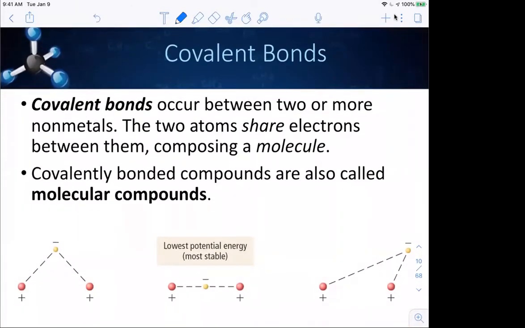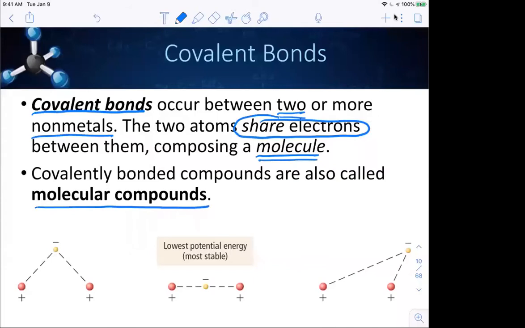Now, covalent bonds are a different type of bonding. These generally occur between 2 or more nonmetals. My 2 atoms are sharing electrons, which composes a molecule. So the single smallest unit of compounds that form molecular bonds is called a molecule. These compounds can also be called molecular compounds because their basis is the molecule.